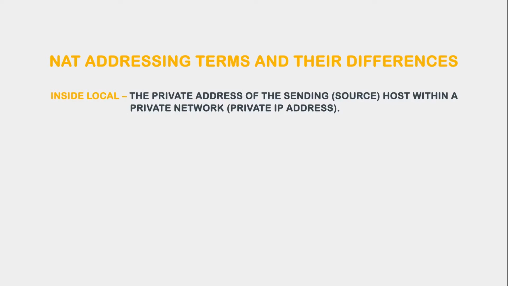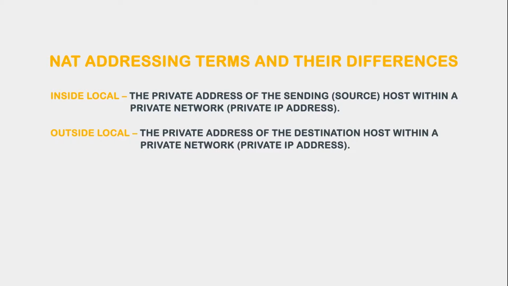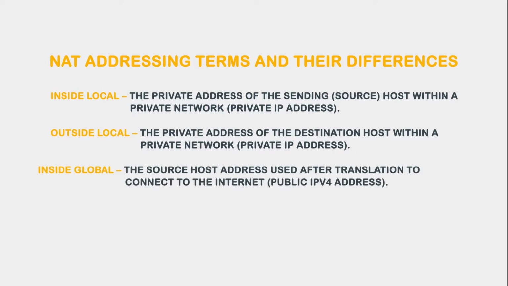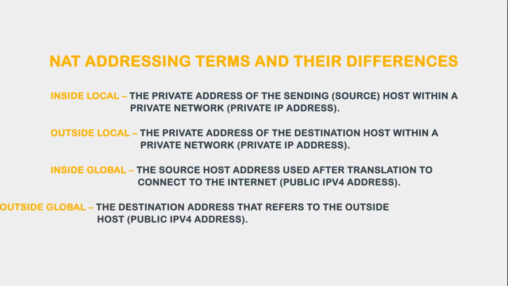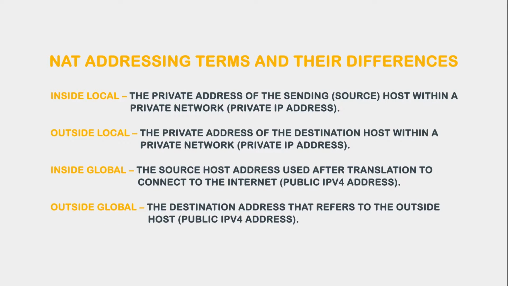Inside local, the private address of the sending source host within a private network, or private IP address. Outside local, the private address of the destination host within a private network, or private IP address. Inside global, the source host address used after translation to connect to the internet, or public IPv4 address. And outside global, the destination address that refers to the outside host, or public IPv4 address.